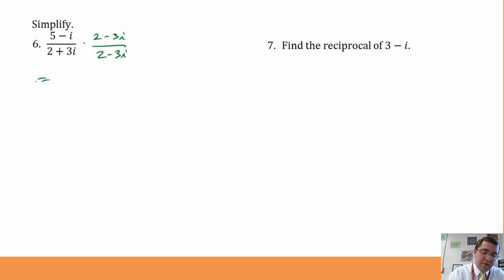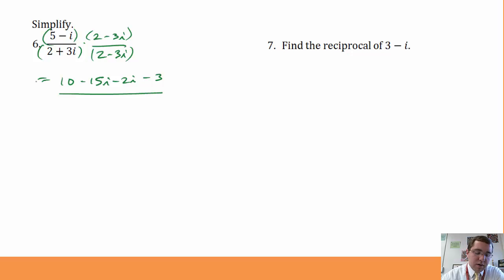So I have on the top 5 minus i times 2 minus 3i, and really I need to FOIL the numerators and FOIL the denominators. So I'll have 10 minus 15i minus 2i, and then a negative i times negative 3i is plus 3i squared. That's really minus 3, because i squared is negative 1. Over 2 plus 3i times 2 minus 3i is 4, minus 6i plus 6i, those cancel out, minus 9i squared, which is plus 9. Alright, 10 minus 3 is 7, minus 17i over 13.